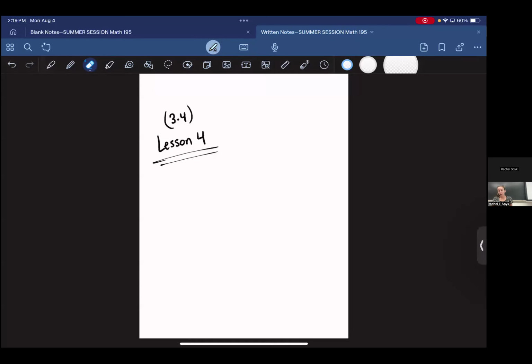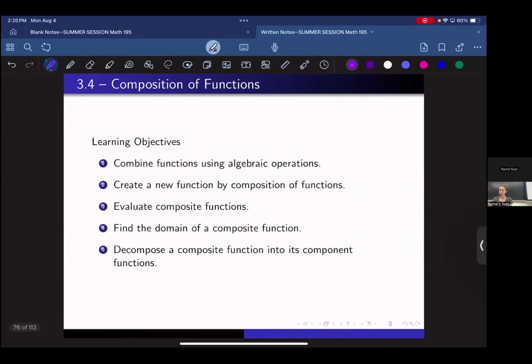So now we're on section 3.4, which is our composition of functions. This is a really fun section, very technical and algebraic, and getting comfortable with the importance of parentheses, I would say, is the goal in this section. In terms of all of our learning objectives, we have 5 here.